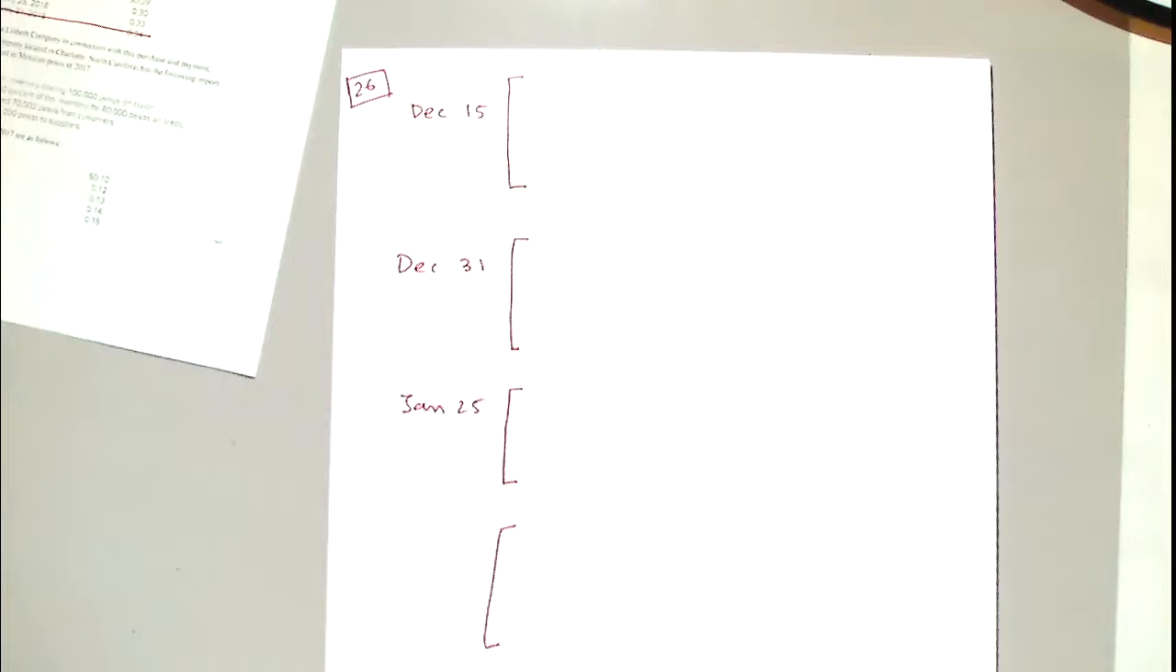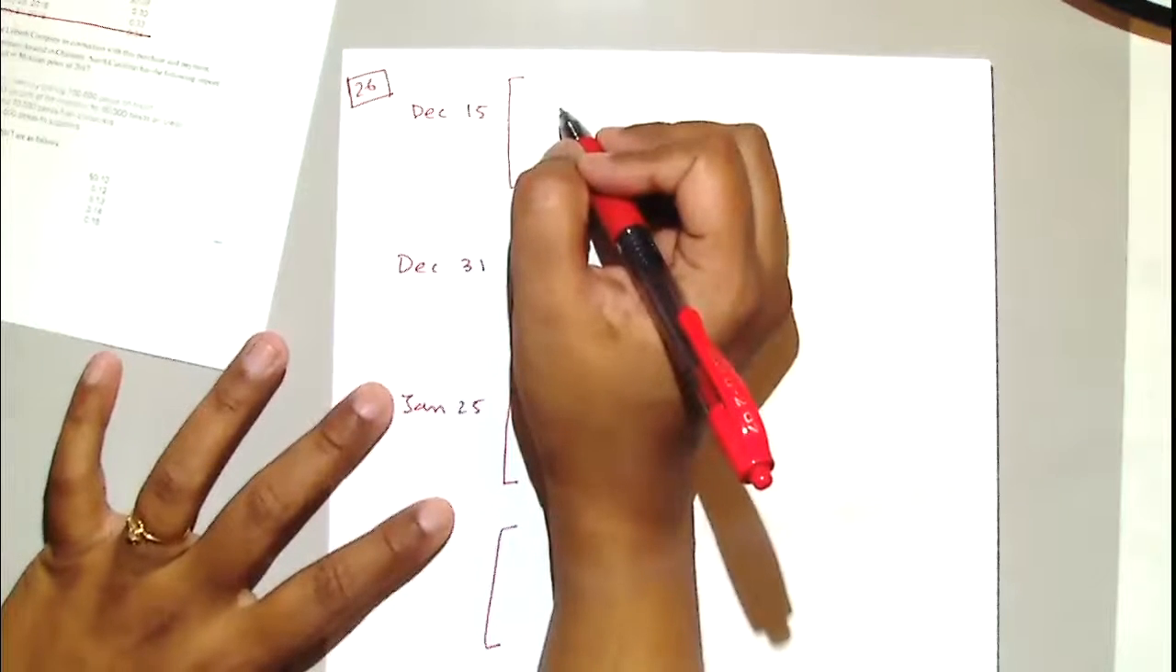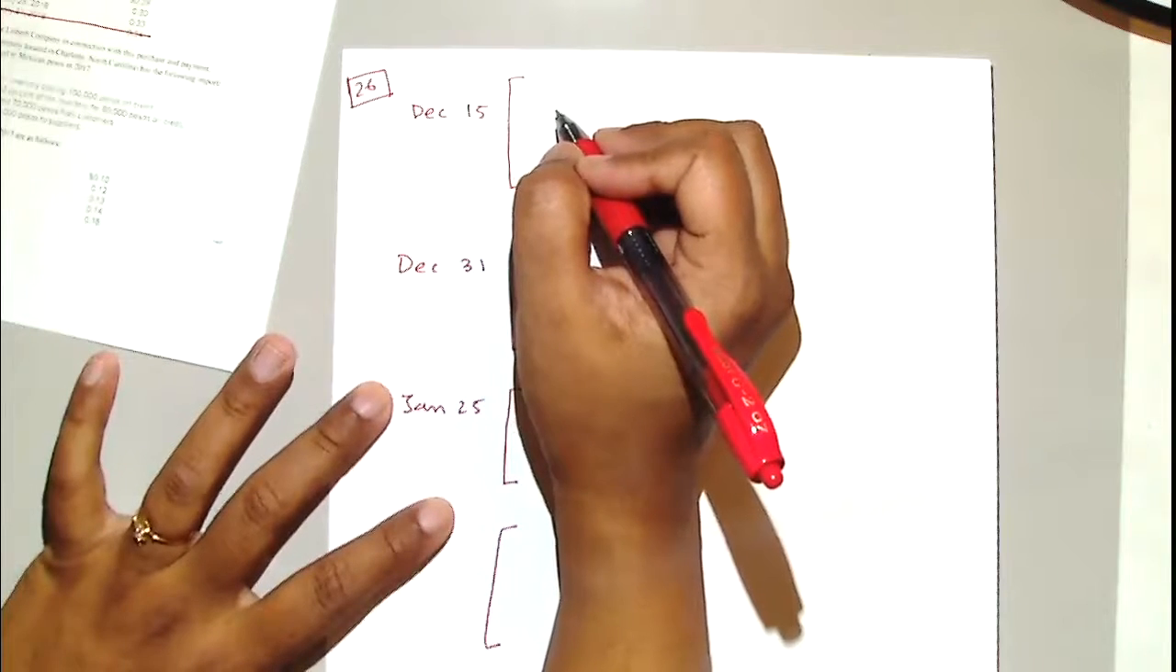Conrad, let's just start from here. What should be the journal entry? You are purchasing inventory on credit on December 15th. Yes. Debit sales 14,000 and credit accounts payable 14,000.